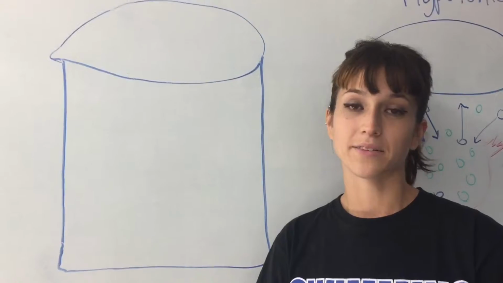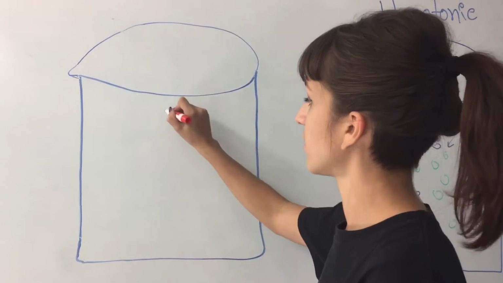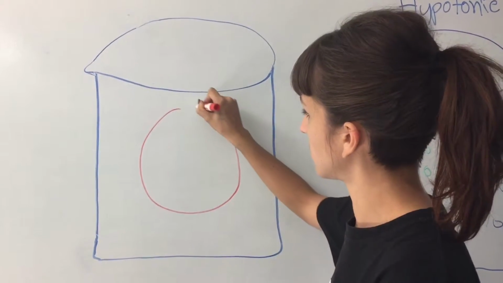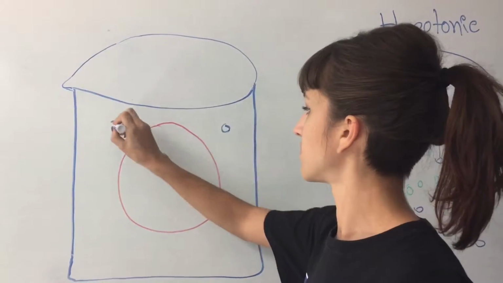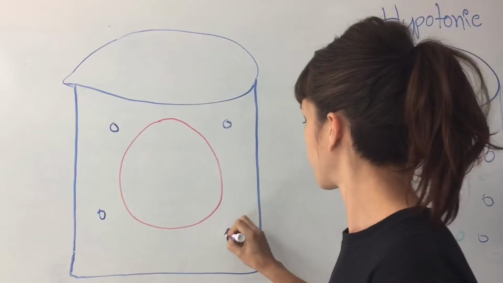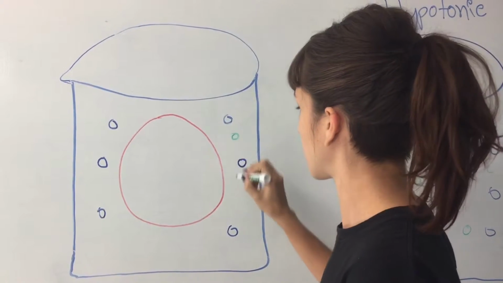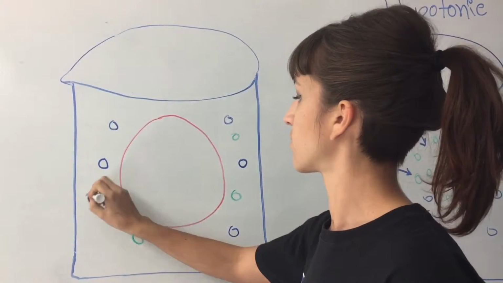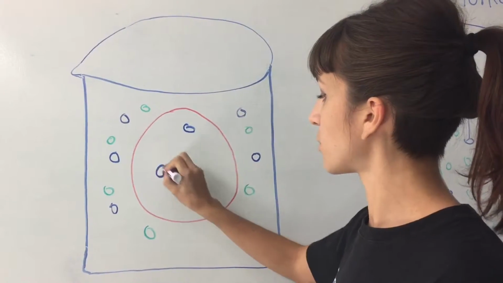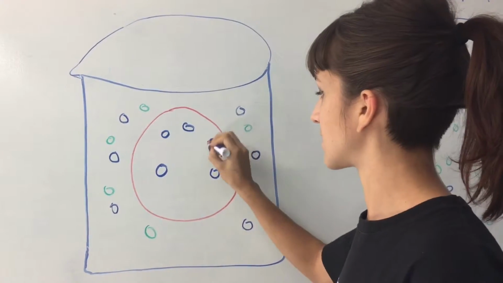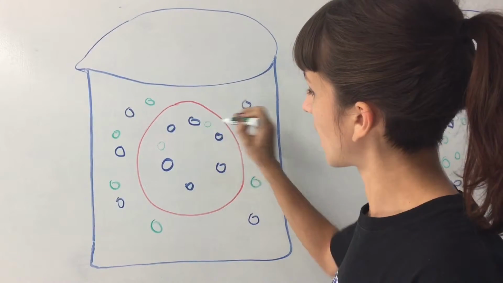And our second example is now going to be talking about isotonic solution. So again, we're going to draw a cell in red, suspended in a solution of both water, smaller molecule, and solvent in green. So with an isotonic solution, there's an equal amount of water inside the cell as outside. And an equal amount of solvent.